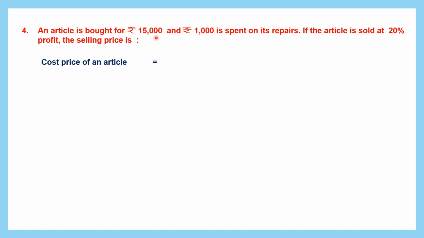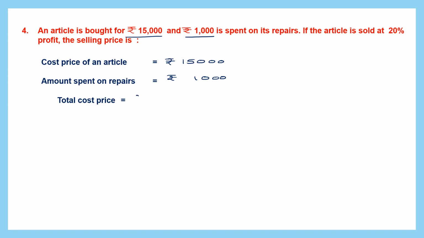The cost price of the article is given to us here as 15,000 rupees. So let's write 15,000 rupees. This is the amount spent on buying the article. Then amount spent on repairs is also given to us, and that is 1,000 rupees spent on its repairs. That means the total cost price will be the original cost price, which is 15,000 rupees, plus the amount spent on its repairs. So that will be 15,000 plus 1,000, which is 16,000 rupees. So this is the cost price now.